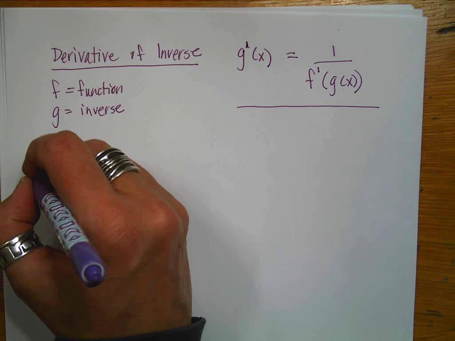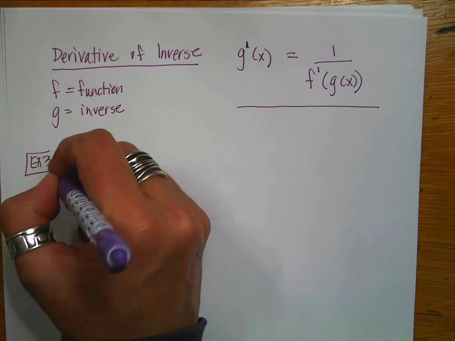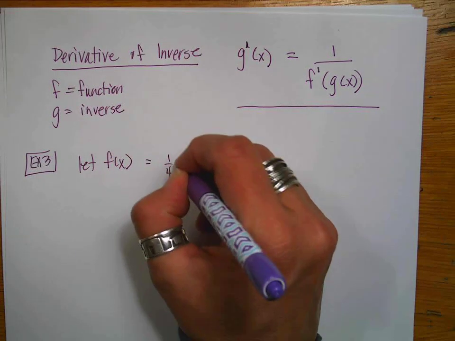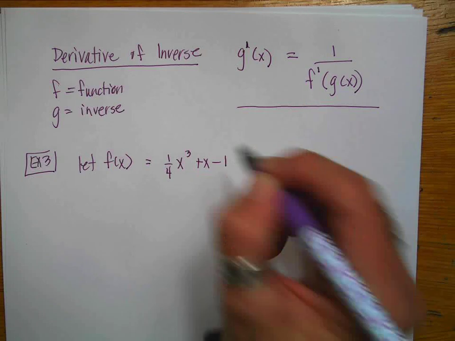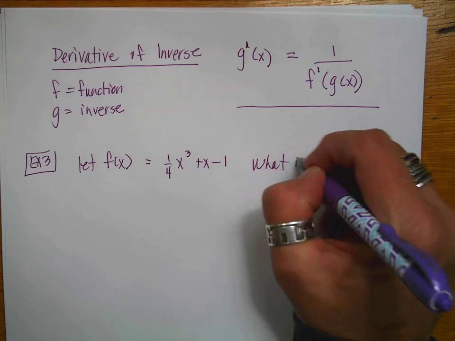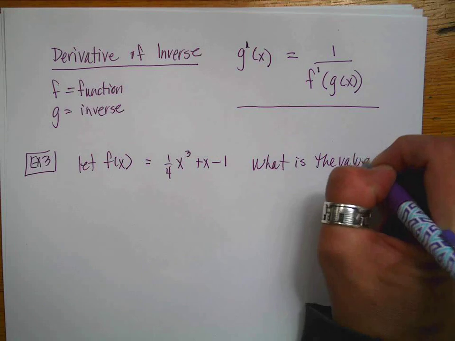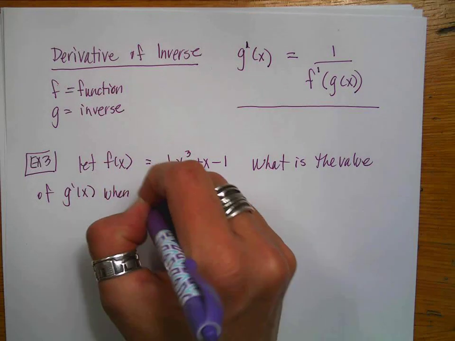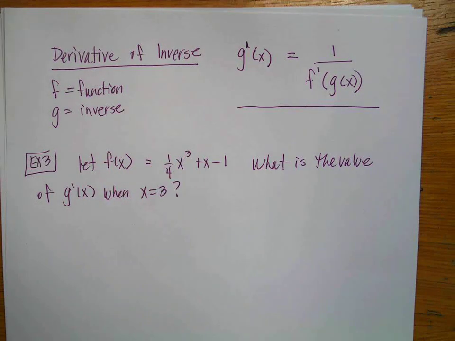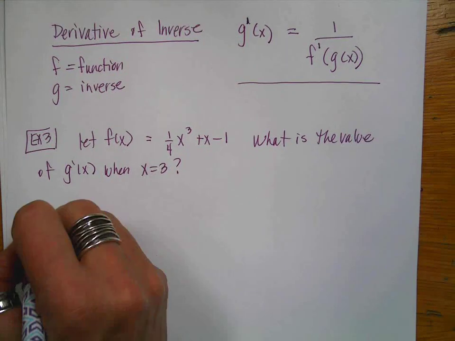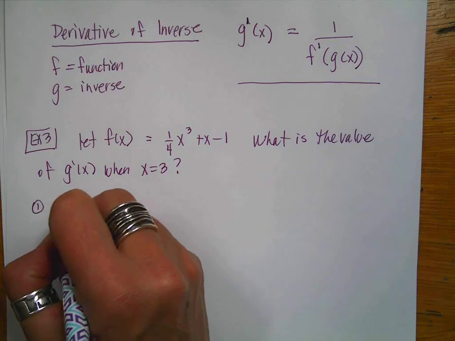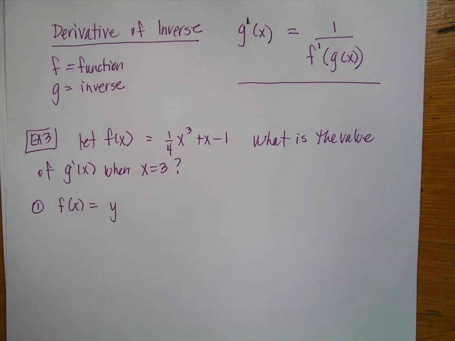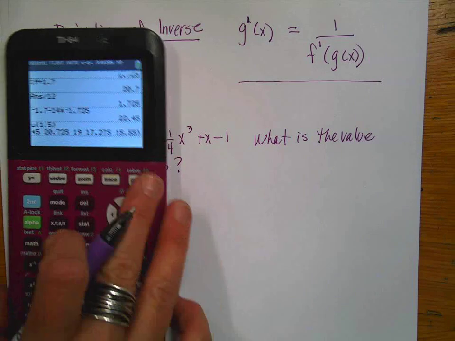All right. So we're going to just walk through an example. So this is going to be example number 3, and I'm going to show you how the system works. So we're going to be told that f of x is 1/4 x cubed plus x minus 1, and I want to know what is the value of g prime of x when x equals 3. Okay? So the first thing that I'm going to do, your very first step, is to put f of x into your y. Okay? So I'm going to go in and do that.